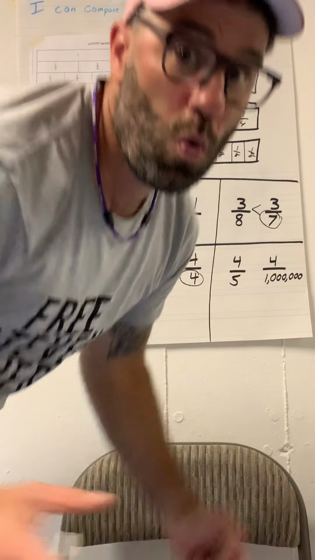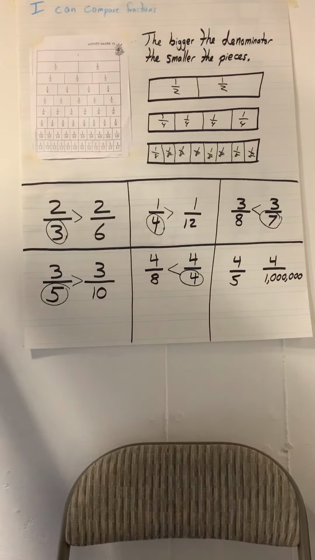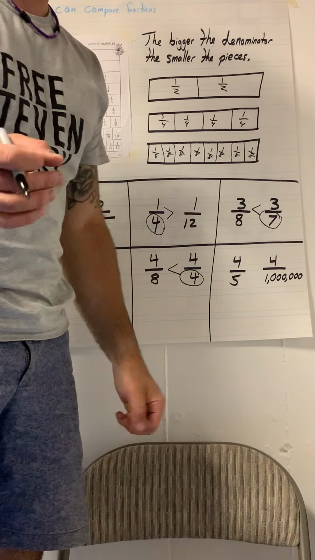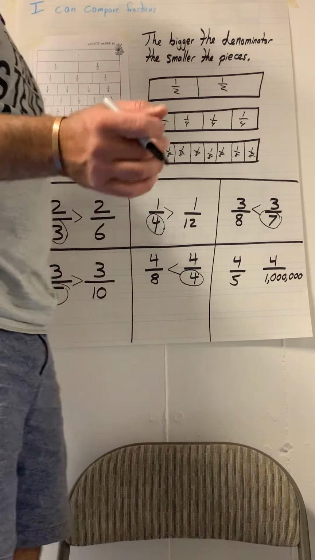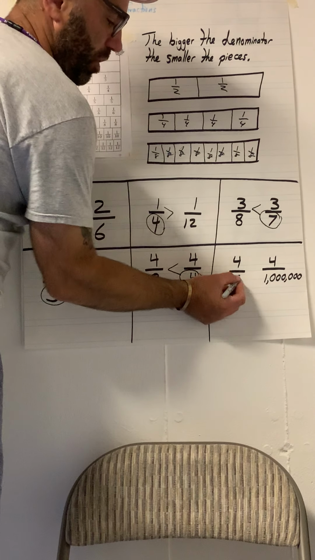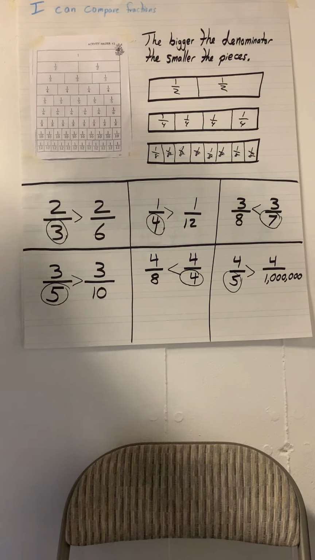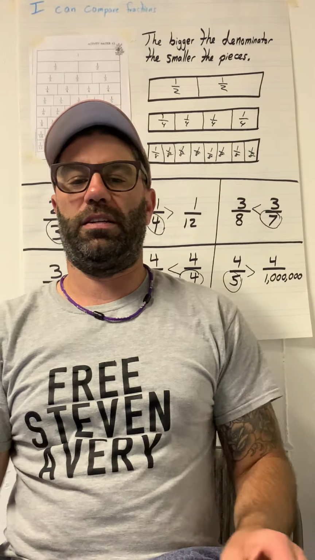4/5 or 4/1,000,000th? But it's 1,000,000, right? But millions are actually really, really small. So small, you might not even be able to see it, right? So fifths are definitely way bigger. So the bigger the denominator, the smaller the pieces. Say it. The bigger the denominator, the smaller the pieces.